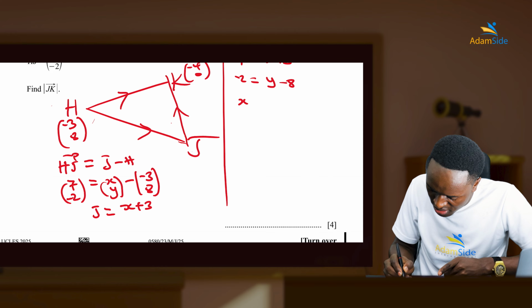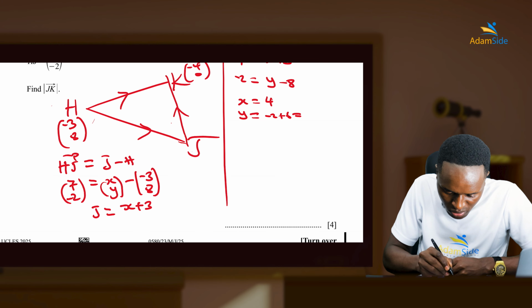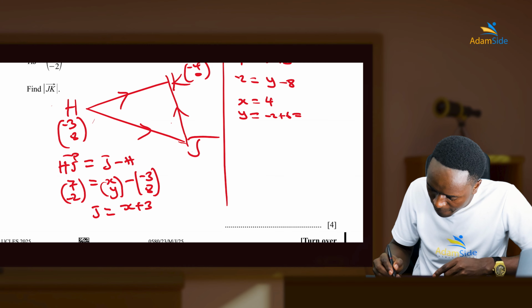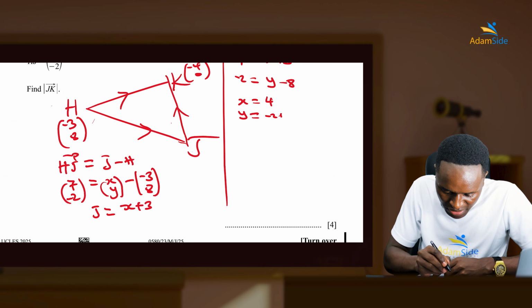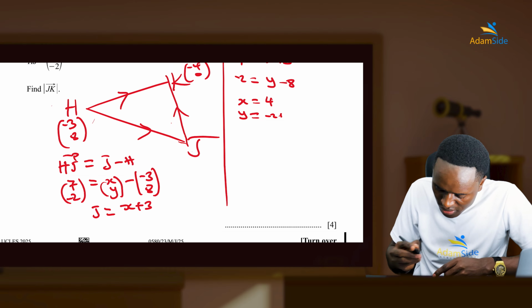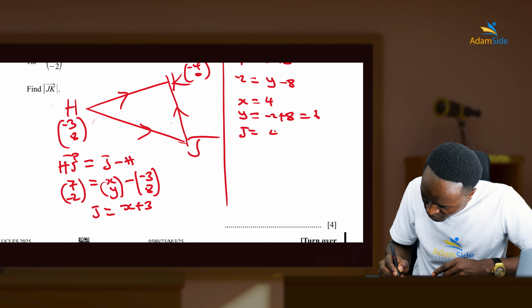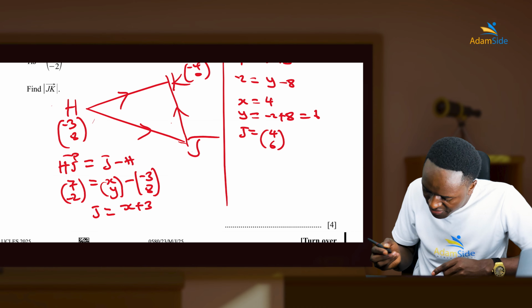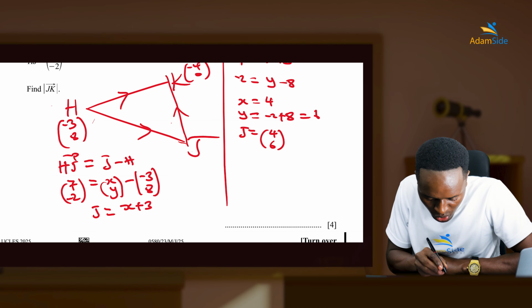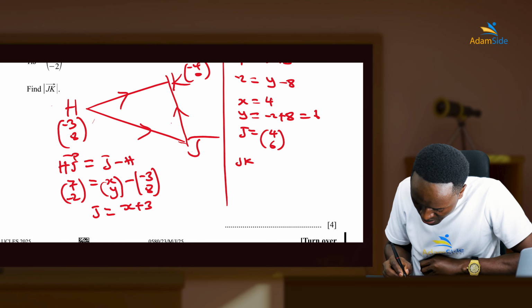So your x on vector J will be 4, and y on vector J will be -2 plus 8, which gives 6. Therefore, the vector J will be (4, 6). Now, after getting the vector J as (4, 6), we go to the JK magnitude.